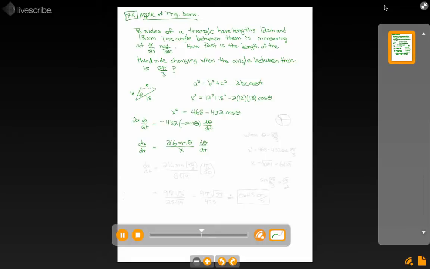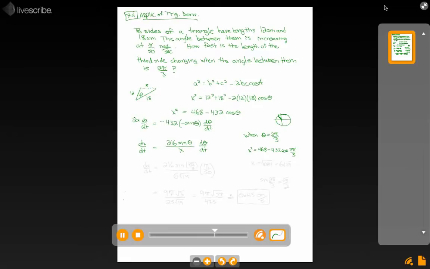Now, they told me right in the question d theta by dt is pi over 50. They told me right in the question that theta is 2 pi over 3. The one thing they didn't tell me in the question was x, but at the instant when theta equals 2 pi over 3, I know it's a 120 degree angle. I should be able to use this cosine law above and say, well, x squared is going to be 468 minus 432 times cosine of 2 pi over 3.